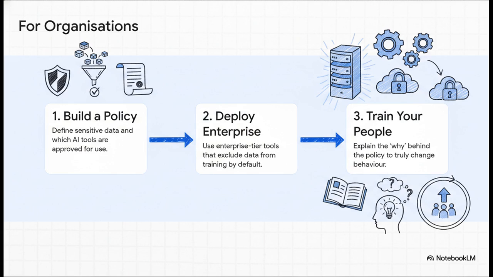And for organizations, the playbook is just as clear. Number 1, you have to build a formal policy. Define what sensitive data means and make an official list of approved AI tools. Number 2, you've got to invest in and deploy enterprise-grade tools. Pay for the versions that protect your data from the get-go. And number 3, and this one is probably the most important, train your people. Don't just send out a memo with a bunch of rules, explain the why behind it all. That is the only way you're going to actually change how people behave.